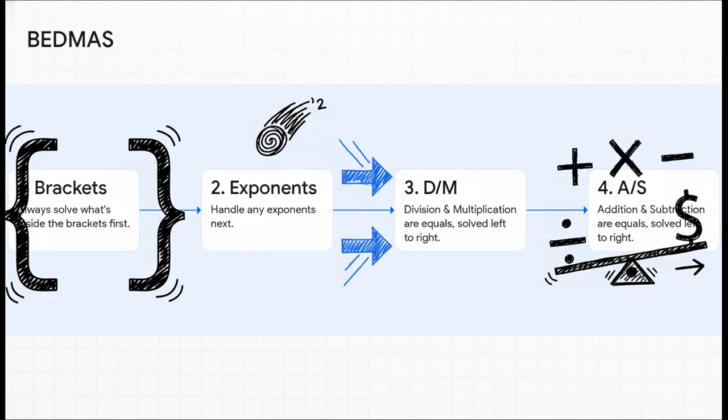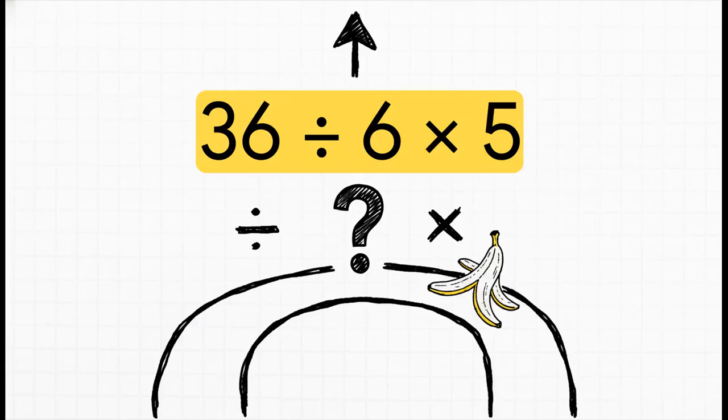Now, here's the part that trips a lot of people up. Division and multiplication are a team. They're equals, so you just solve them as they appear from left to right, just like reading a sentence. The exact same thing is true for the final team. Addition and subtraction. This looks super simple, right? But believe me, this is a classic trap.